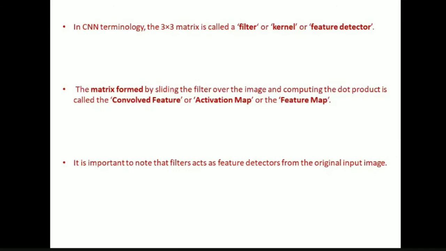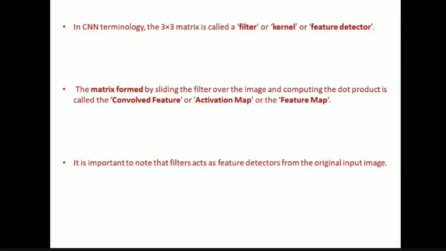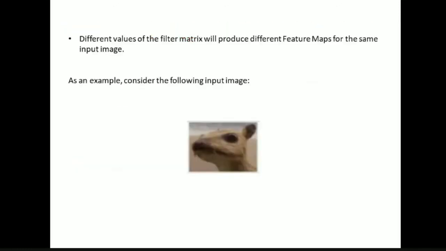It is very important to note that the filters act as the feature detectors. That is what we have discussed till now, right? Based on the filters only, we will get different types of features from the original input image. Now let us see how different values of the filter matrix produce different feature maps.